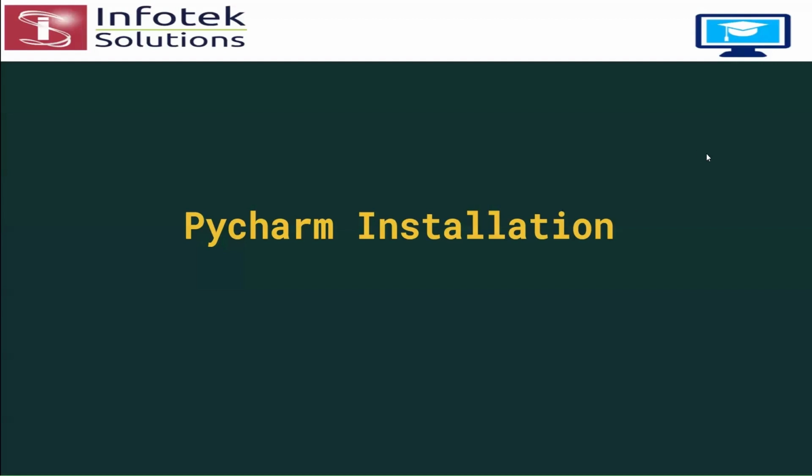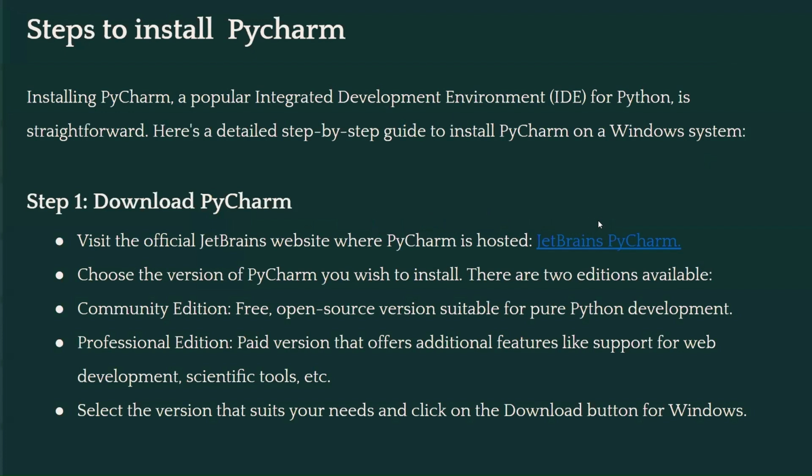So let's start understanding how to install PyCharm. Again, these are the steps. I'll go to the official website and choose the version to install. There are two editions. One is the community edition, that is free. The other one is the professional edition. We'll go with the community one because that's easier, that's free, and our work will be done by that version. So select the version and download.